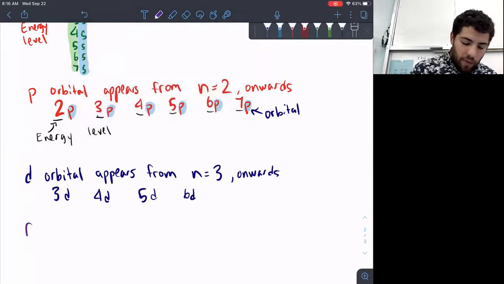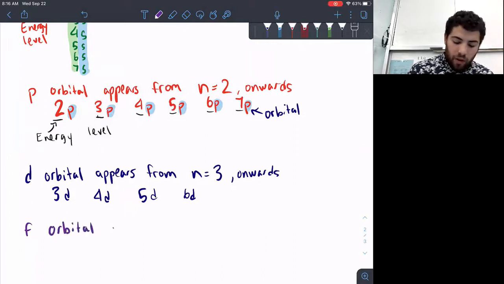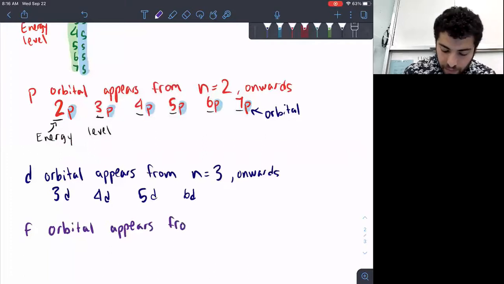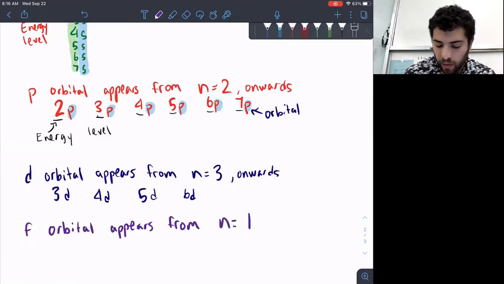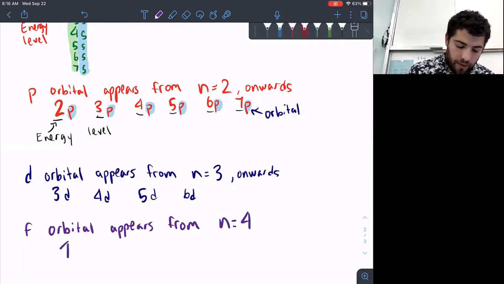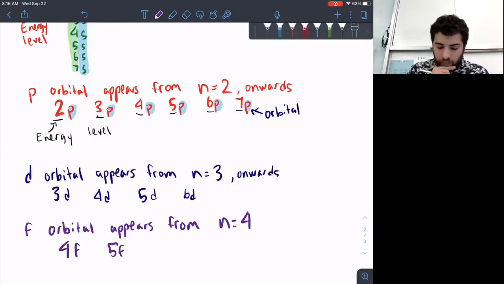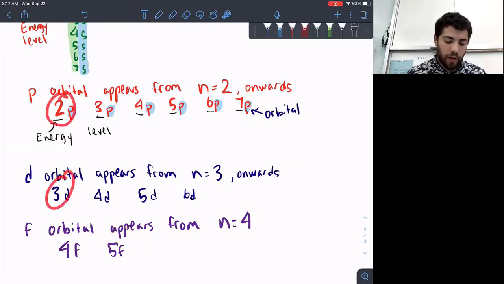Lastly, we have our f orbital, which appears, you guessed it, from n equals 4. And we only have 4f and 5f. You might notice that for p orbital, we have all the way to 7, d orbital only to 6, f orbital all the way to 5, and again, p orbital 2, 3, 4. So they're kind of meeting in the middle.